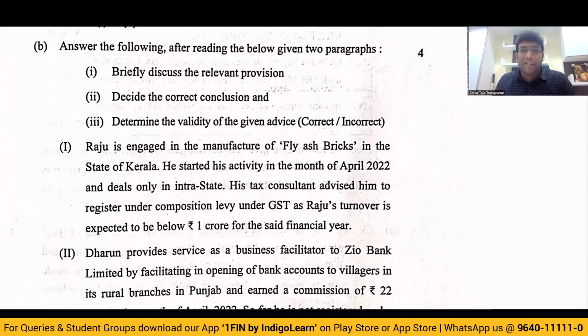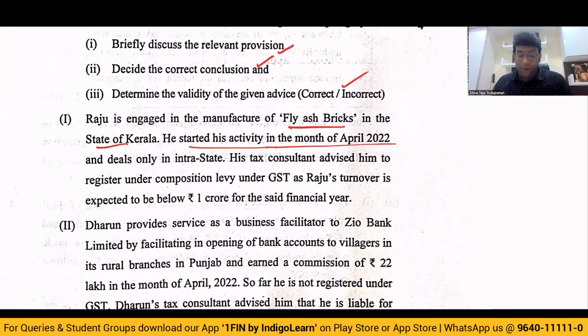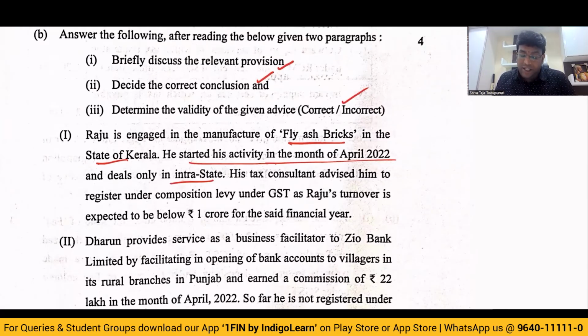Next point, my dear friends. Answer the following after reading the below given 2 paragraphs. Discuss relevant provision, decide the correct conclusion, determine the validity. Come on. Raju is engaged in manufacture of fly ash bricks in the state of Kerala. He started his activity in the month of April 2022 and deals only in intrastate. His tax consultant advised him to register under composition levy under GST as Raju's turnover is expected to be below 1 crore for the said financial year.